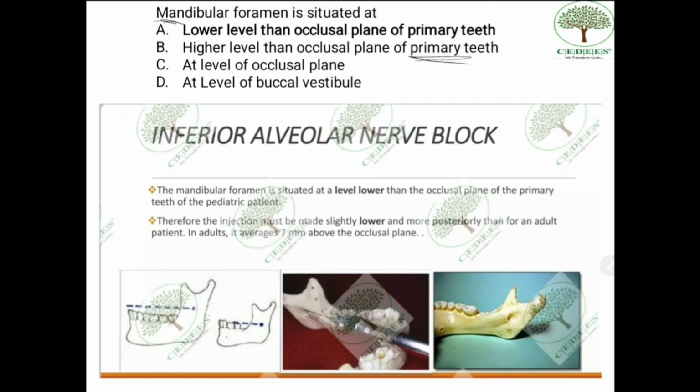Now we all know the mandibular foramen is a small opening, as you can see, which is present on the inner surface, that is the medial surface of the ramus of the mandible, wherein the inferior alveolar nerve will enter. So it's basically like a bony canal within the mandible. The nerve will enter through this and it will go as a canal throughout the mandible and finally end at the mental foramen. Now, in an adult, this foramen is usually situated around 7 millimeters above the occlusal plane. It can vary from patient to patient, but usually it is present about 7 millimeters above the occlusal plane in adults. But in children, it is actually present below the occlusal plane.